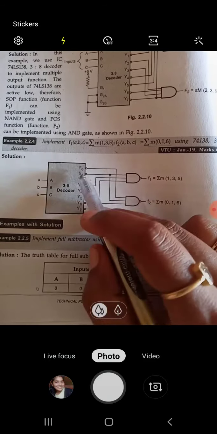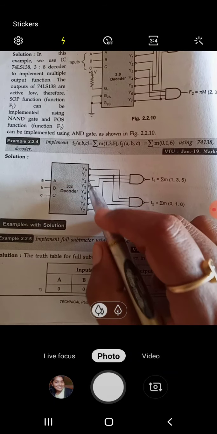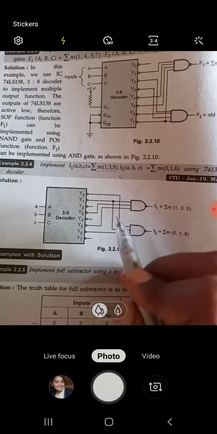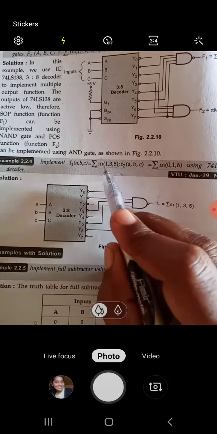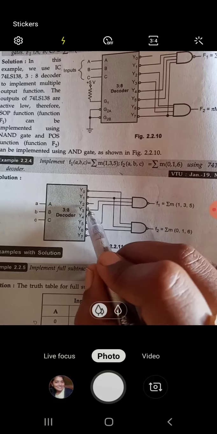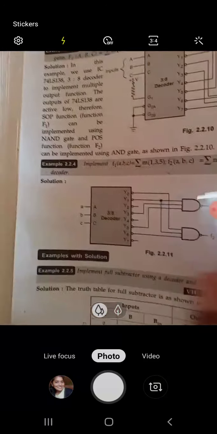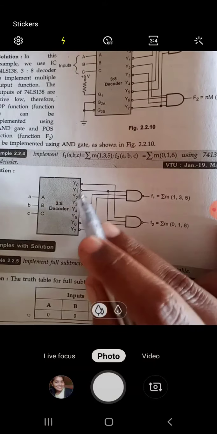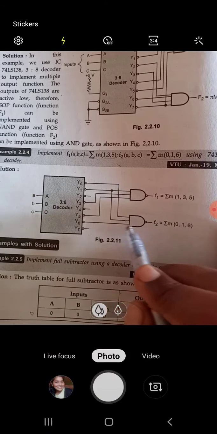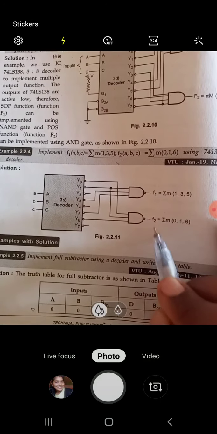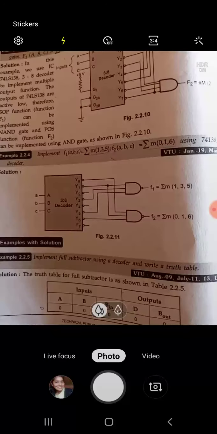Again, IC 138 is an active low IC, so it has outputs which are at active low, and these are min terms, therefore I am going to use a NAND gate over here. So 1 3 and 5, I have just NANDed over here, and here what do I have? 0 1 6: 0 and 1 I have tapped over here, and 6, and I have just NANDed. So you get the function f1, and similarly you get the function f2 over here.